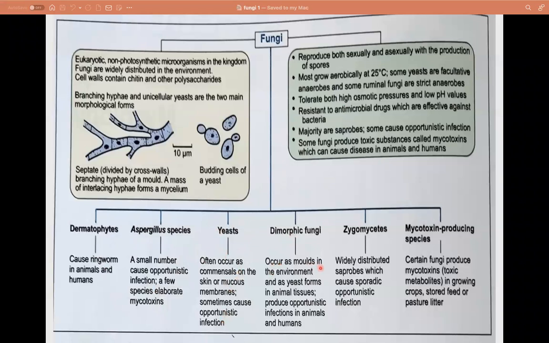that occur as mold in the environment and yeast form in animal tissues, also known to produce opportunistic infections, both animals and humans. Then we have the zygomycetes that are known to be widely distributed saprophytes or saprobes, causing sporadic opportunistic infection. And the mycotoxin producing species that are known to produce these mycotoxins, the toxic secondary metabolites growing in crops, stored feed, or pasture litter.